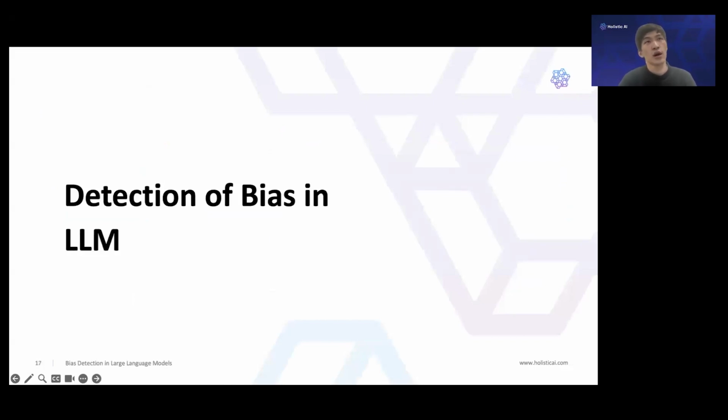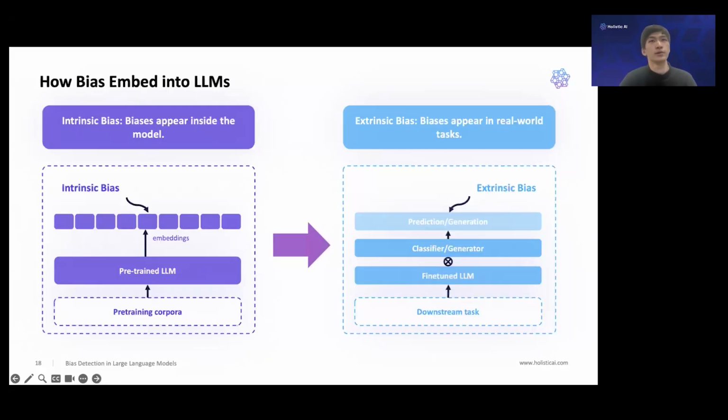The next question is, how do we detect this bias, and how is it embedded in LLMs? So bias embedded in LLMs can be categorized into two main types, intrinsic bias and extrinsic bias. Intrinsic bias represents bias that becomes internalized within the model during its development, which the model absorbs, embedding biases in its internal structures or representations. For example, if the pre-training data frequently associates certain professions with specific genders or ethnicities, the model internalizes these associations, resulting in bias embeddings that influence its understanding and generation of language.